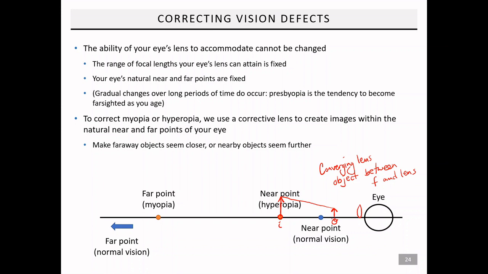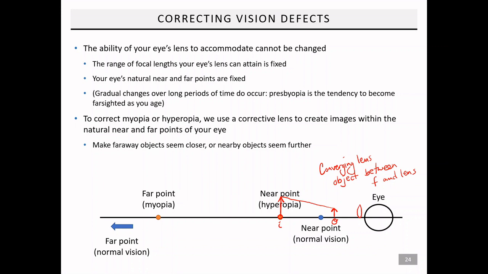So even though you can't see this object clearly when it's close to your eye, the lens projects an image further back within your normal range of vision. Then your eye sees that image and it can focus it clearly on the back of your eye, on your retina. So then you can see that image clearly.